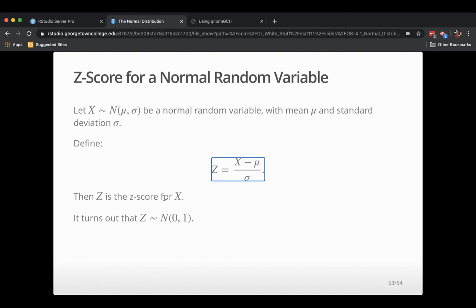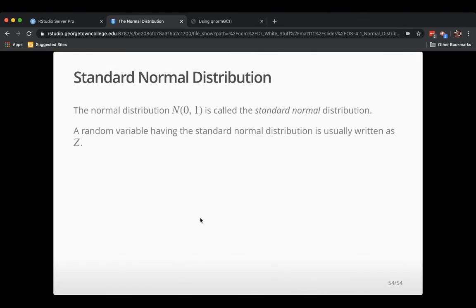Well, z is like the z-score for x, right? Turns out, as long as x is normal, its z-score random variable is going to be normal with a mean of 0 and a standard deviation of 1. So that's a fact that we're going to make a lot of use of later on in this course. It's such an important distribution, the normal with a mean of 0 and standard deviation 1, that we call it the standard normal distribution. And we'll use a capital Z to represent it as a random variable.